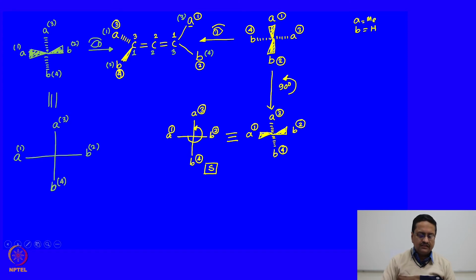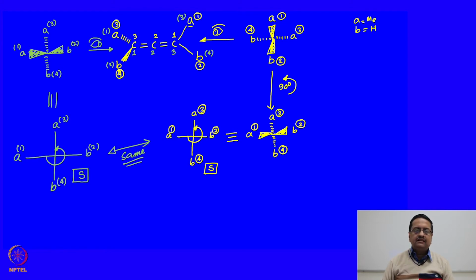So what we see here is that again 1 to 2 to 3 is an anti-clockwise rotation. So this anti-clockwise rotation means the identification of this molecule should be S. So these two are same.